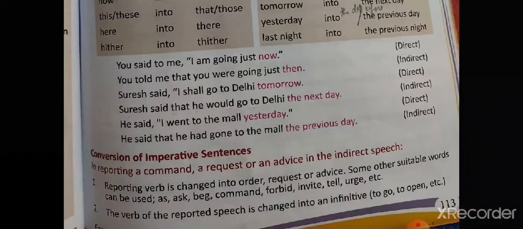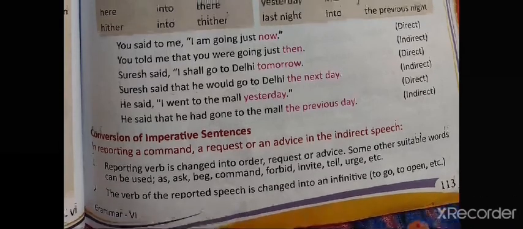Now coming on to the next one, conversion of imperative sentences. So you already know what are imperative sentences, right? But let me give you a revision. That is, imperative sentences are those sentences that express some kind of command, order, request, entreaty. For example, shut the door, open the door, sit down, don't get up, please bring my book, don't give me my book. Like these were the imperative sentences.